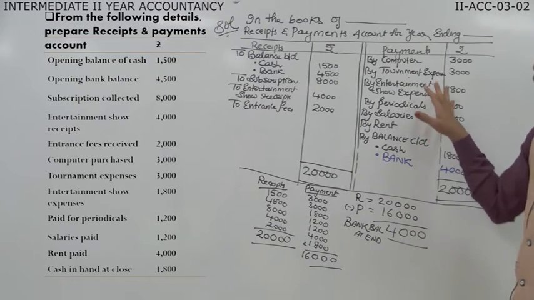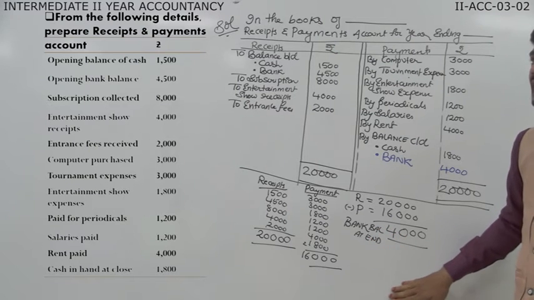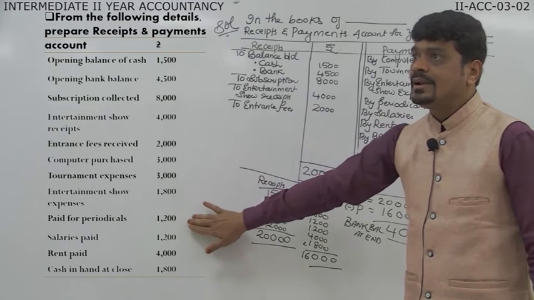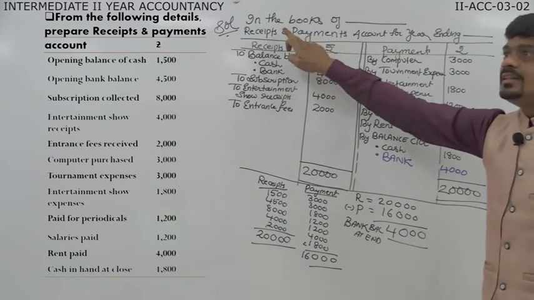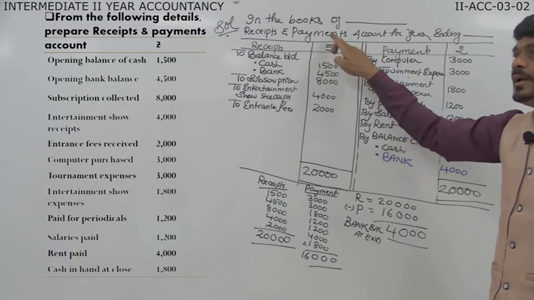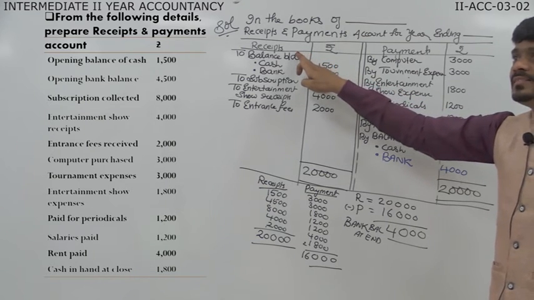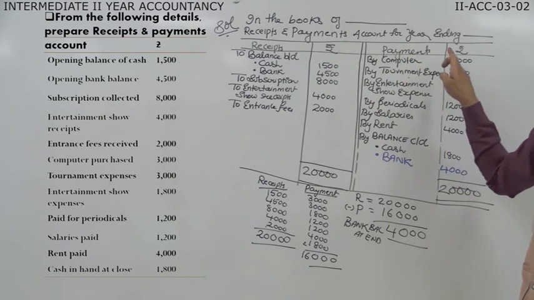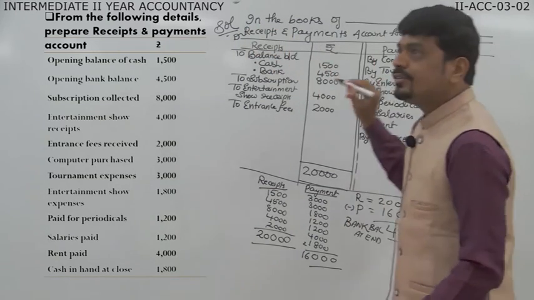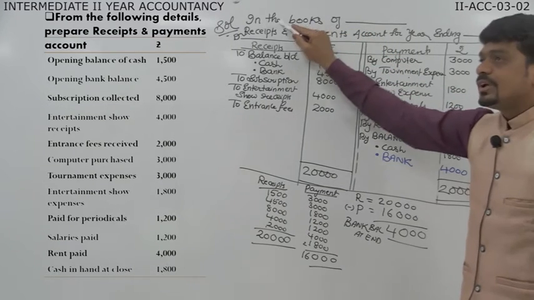This is how to prepare the receipts and payments account. You can see how we have done it in the solution in a very systematic manner. Once again, look at the question. They gave you the receipts and payments in a jumbled manner. You are supposed to write the heading. In the books of, the name is not given, so we have given a dash. Receipts and payments account for the year ending so and so. Then the debit side receipts, rupees, payments, rupees. For your understanding, if you want, you can write debit here and credit here, so that it will be easier for you.